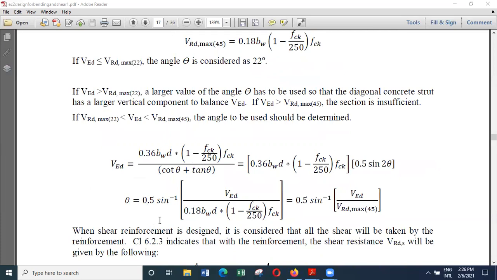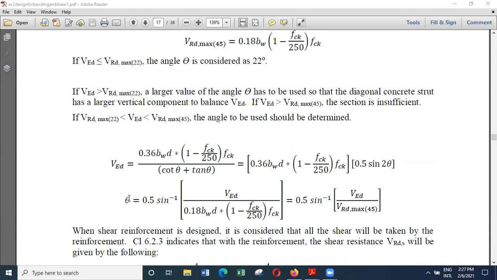So you'll get this equation, and we can straight away say at what angle this acts. So once you find the angle, then for all our calculations hereafter, we use that particular angle.